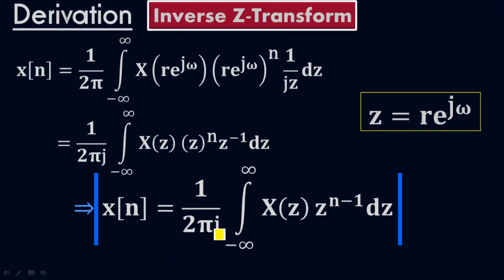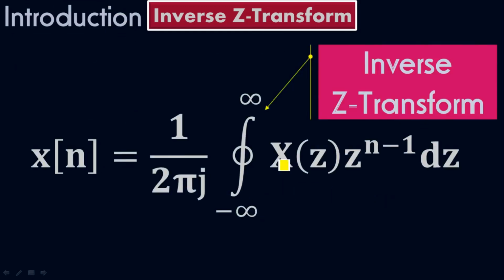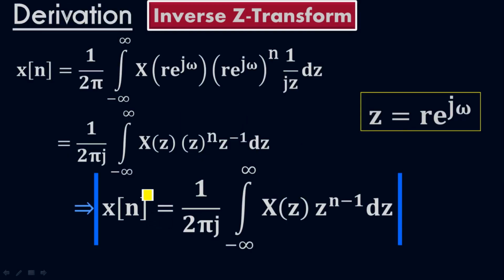x of n equals 1 over 2 pi j times integral of x of z times z to the n minus 1 times dz, where the limits start from negative infinity up to positive infinity. You can use the integration with the circle as well, which is called contour integration. That's how we were trying to prove the equation of the inverse z transform. And we have derived it here.